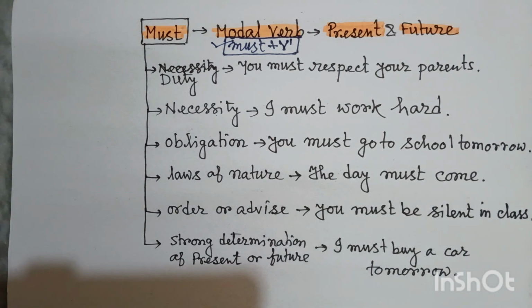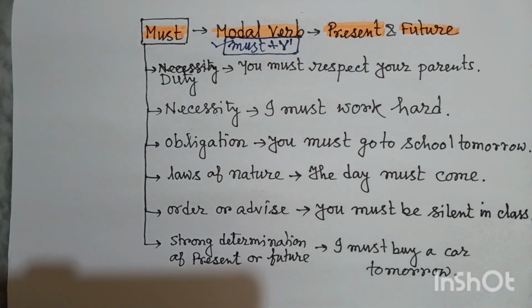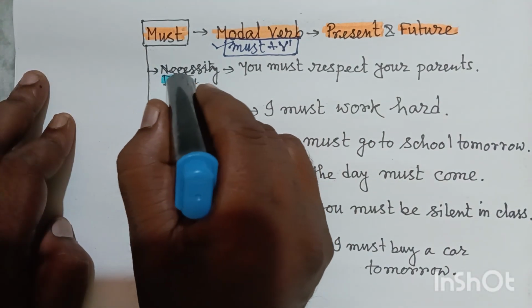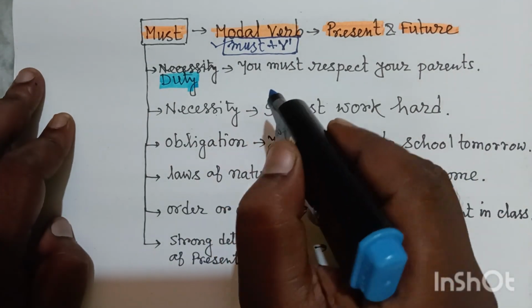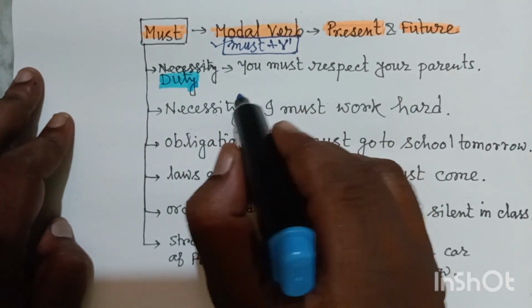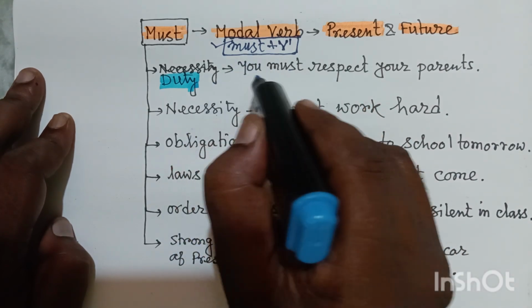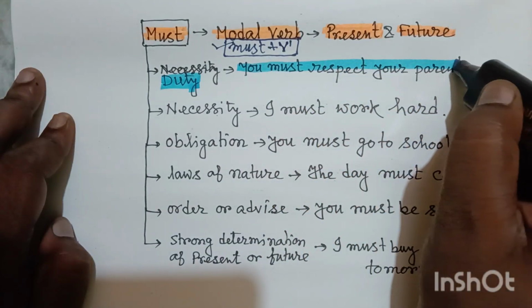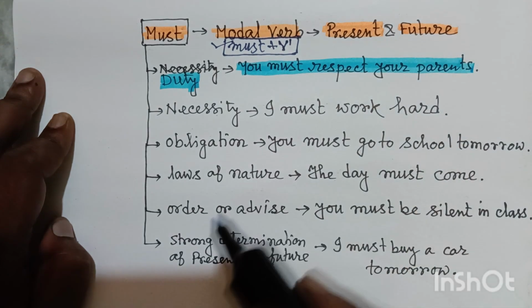Friends, think about the first usage. Must is used to show the duty of the subject. Here you can see, I have written one sentence: you must respect your parents. You must respect your parents. So this is the duty of the subject.